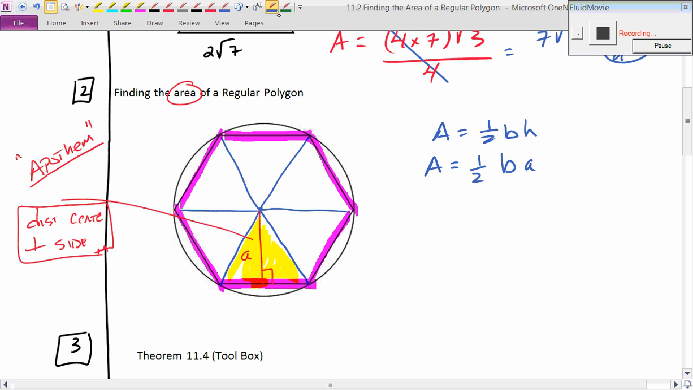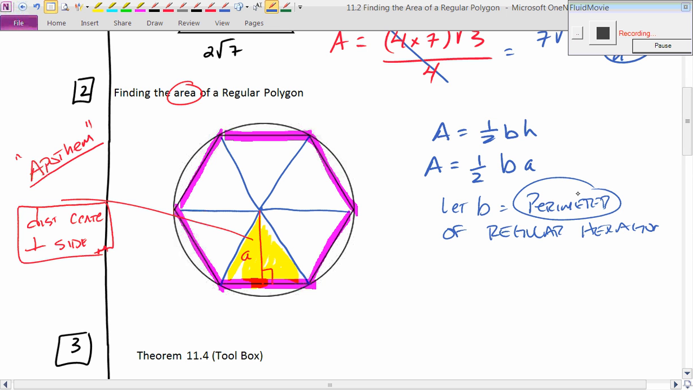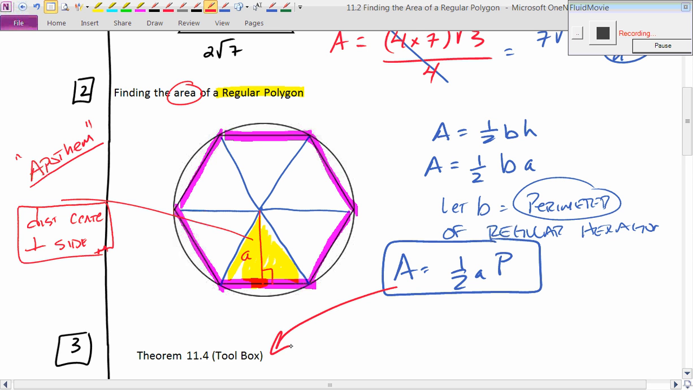So what we're going to do is let B equal the perimeter of the regular hexagon. If I have a perimeter, then the entire area can be defined as 1/2 the apothem multiplied by the perimeter. This is brand new. 1/2 the apothem multiplied by the perimeter will give you the area for any regular polygon, no matter the shape. Any regular polygon, no matter the shape, we're going to put that on our toolkit. And it looks like this.